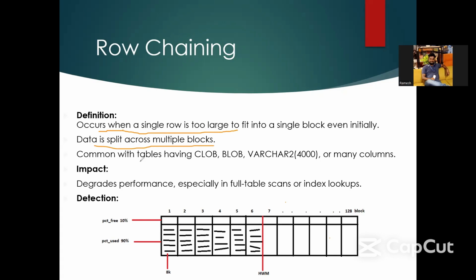This is common with tables having CLOBs and BLOBs, like photos and images. Or a character column of 4000 is too long, so it will not occupy a single block. When they insert that, it will be represented in the nearby block as well. This is called row chaining, and it happens when the user inserts the data.